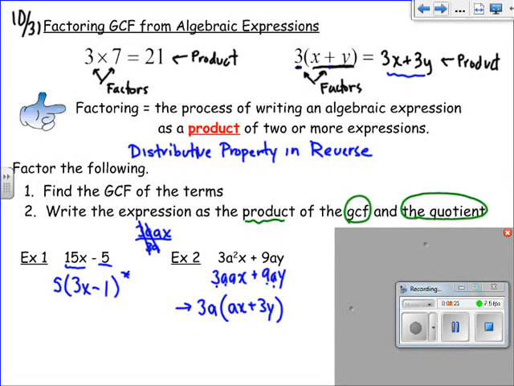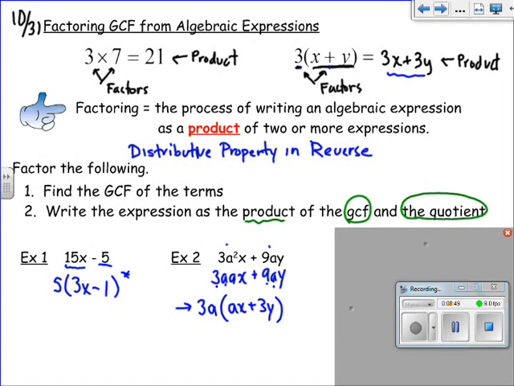So right here, this is the factored form of 3a squared x plus 9ay. You can always check if you factored correctly by using the distributive property and seeing if you get the original answer back. 3a times ax is 3a squared x. Yep. And 3a times 3y is 9ay. Yep. So you can see you factored it correctly.